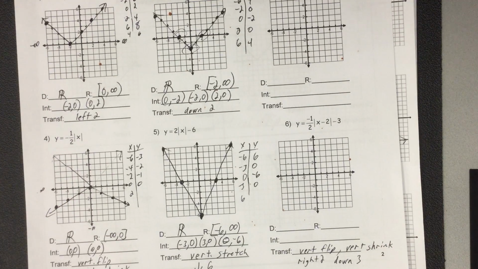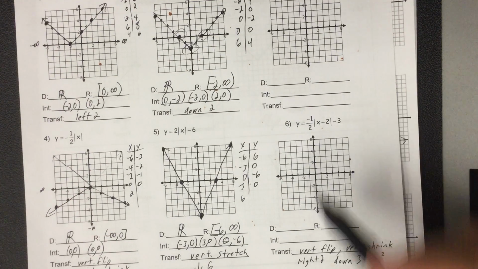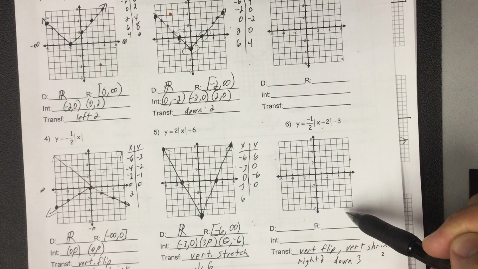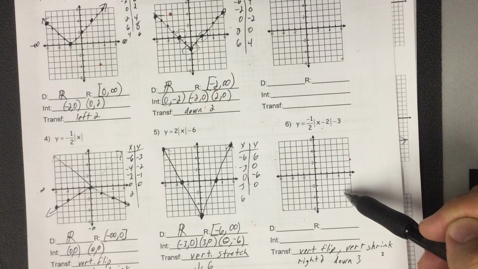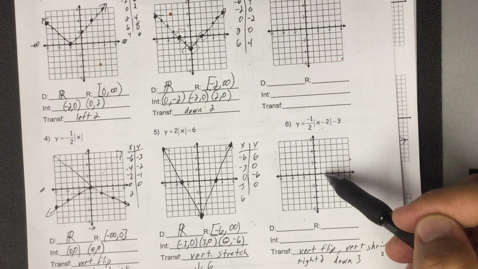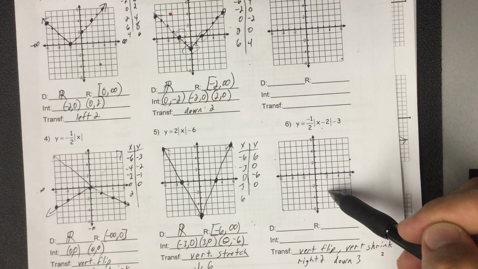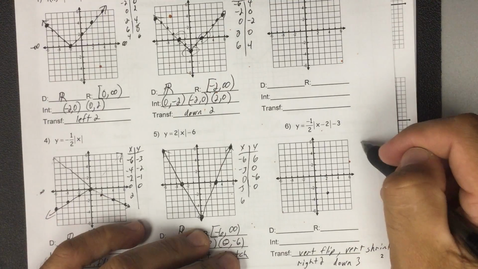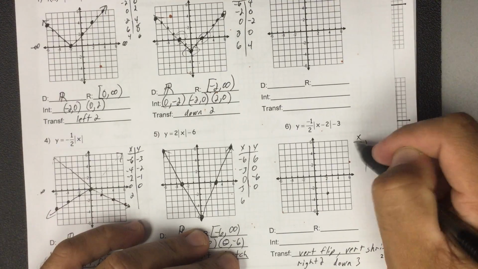So if I'm thinking right now, what is my V shape going to look like? Instead of this V shape, it's going to be pointing down. It's going to get shorter. And it's going to move to the right 2, down 3. I already know mine should start here and have a V shape there. But I can check that. Do a table real quick.